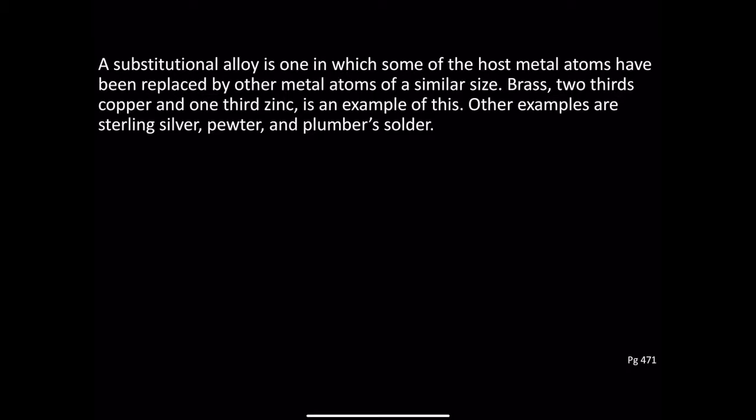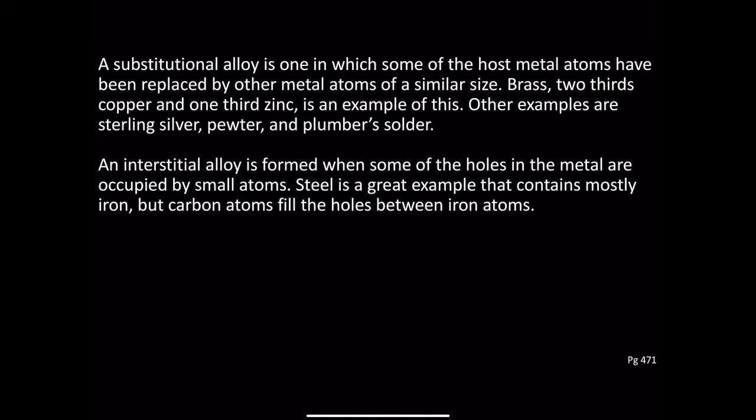So we have a substitutional alloy, which is one where some of the host metal atoms have been replaced by other metal atoms of a similar size. So brass, which is two-thirds copper and one-third zinc, is a good example. Other examples are sterling silver, pewter, and plumber's solder. An interstitial alloy is formed when some of the holes in the metal are actually occupied by small atoms. Steel is a great example of this, and that contains mostly iron, but carbon atoms fill the holes between the iron atoms. And this actually makes it stronger, it increases the boiling point, and it allows for a better usable material.